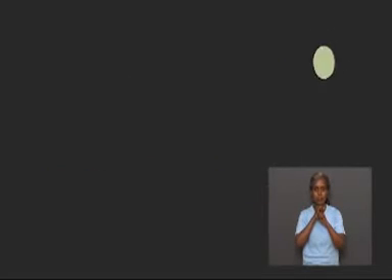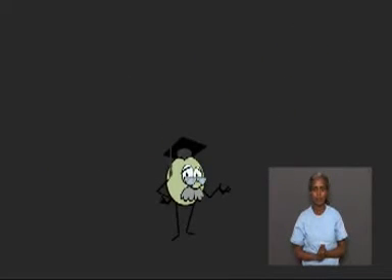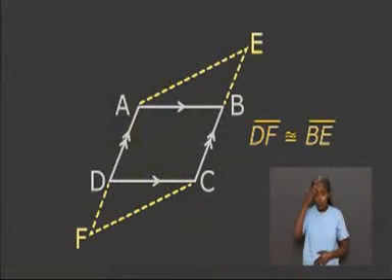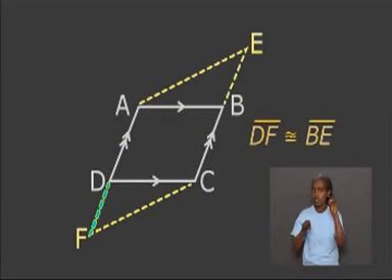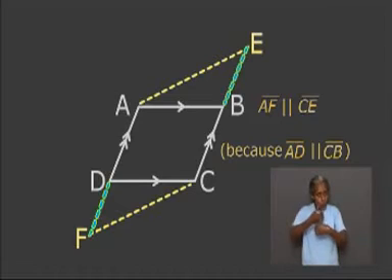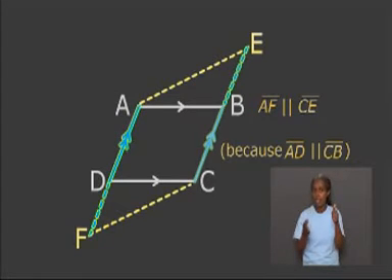Time's up. Let's get back to our lesson. Welcome back, students. Let us see how you solve this problem. We know that line segment DF and line segment BE are congruent. We can also conclude that line segments AF and CE are parallel because their counterparts AD and CB are parallel.